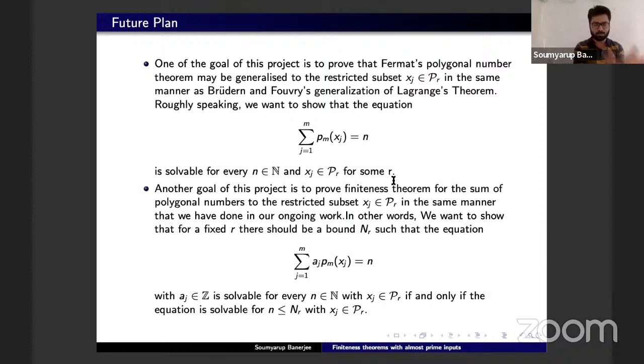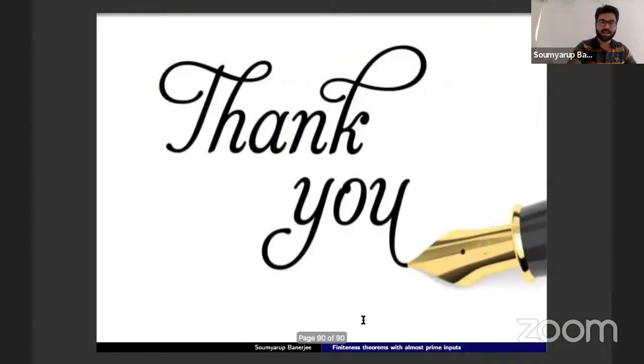And the second question is quite similar. If you consider the weighted polygonal sum, the summation of j from 1 to m of a_j P_m(x_j), then is it possible to find a lower bound n_r such that this is solvable for every n if and only if it is solvable for n less than or equal to n_r with x_j belonging to P_R? That is our goal. Okay, with this, I stop here. Thank you.